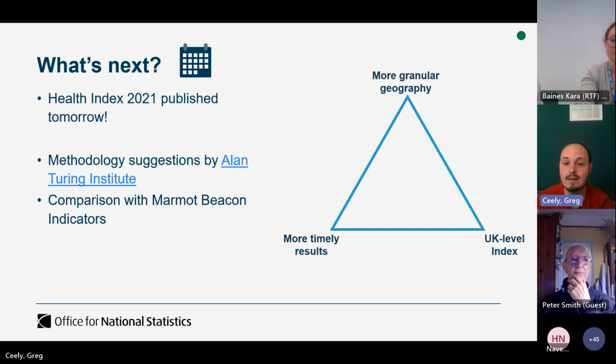The Marmot Beacon indicators have a slightly different aim. They're aiming to measure inequality within an area rather than looking at the differences between areas. But we think there is great value in seeing where the Health Index differs from Marmot's indicators, and where those differences are arbitrary versus where they are meaningful to the different things we are measuring, and then understanding the impact of us doing things differently and how we can make our measures of health more consistent and ultimately improve both.